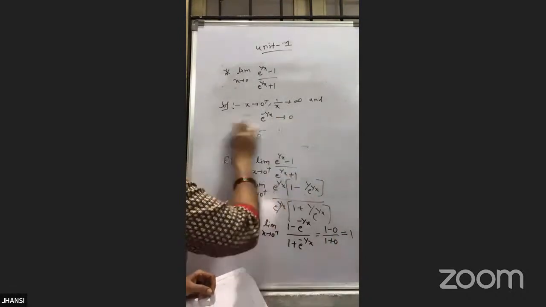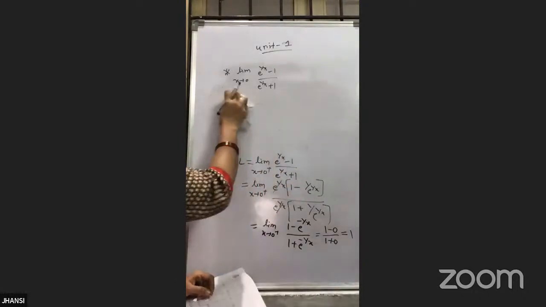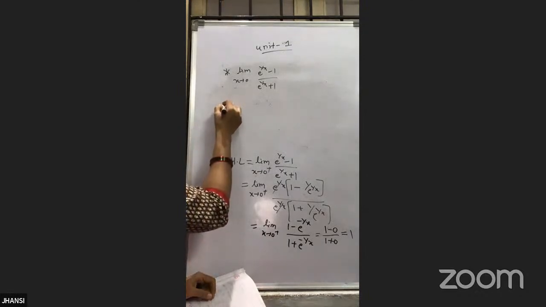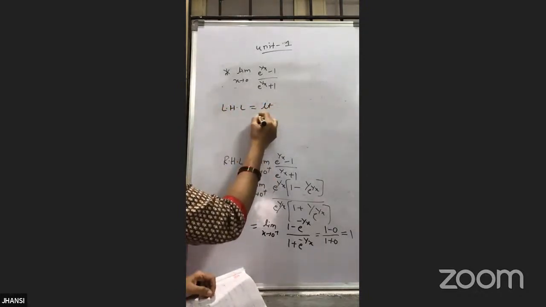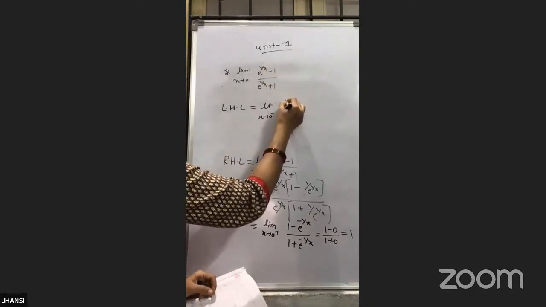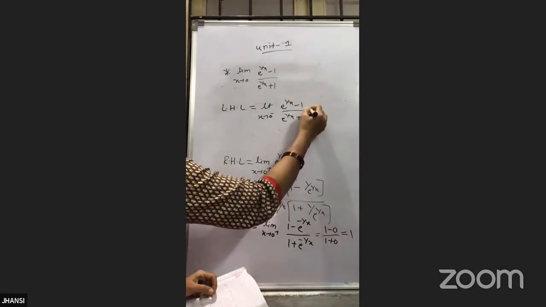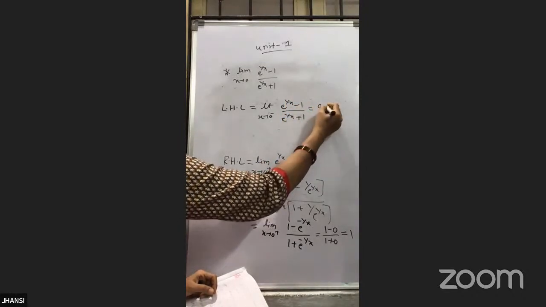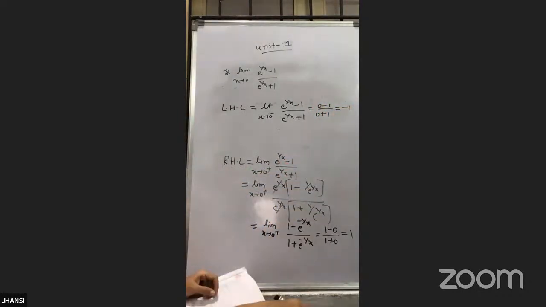So when you find the LHL, LHL is equal to the limit as x tends to 0 minus. Directly here we have to apply the limit of e to the power of 1 by x plus 1. That is, e to the power of 1 by x value is 0, 0 minus 1 over 0 plus 1. It is equal to minus 1.